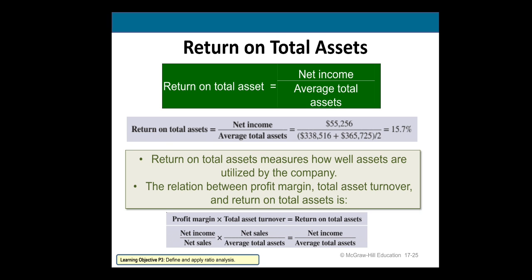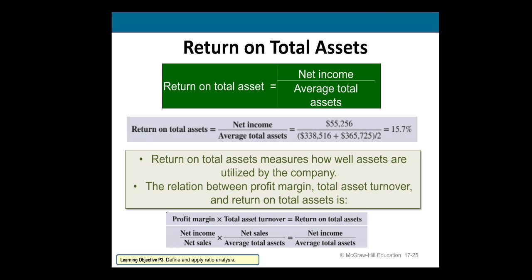Return on asset is one of the profitability ratios. The way to calculate the return on total asset ratio is net income or net profit of the business divided by average total assets. Net income or net profit, you can get the number from the income statement. Average total assets, you can get the number from the balance sheet of the business.